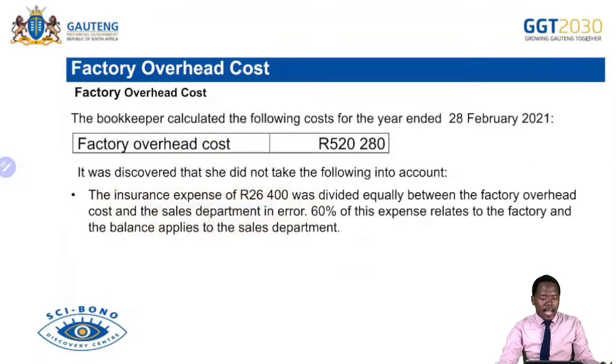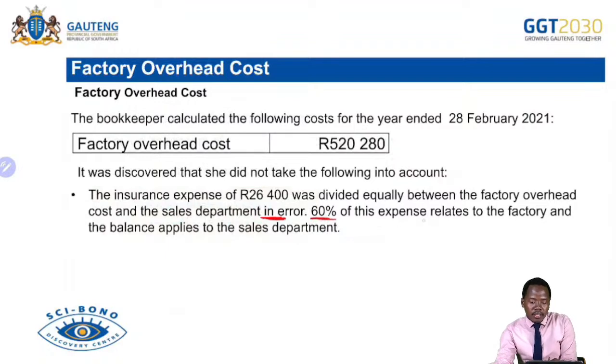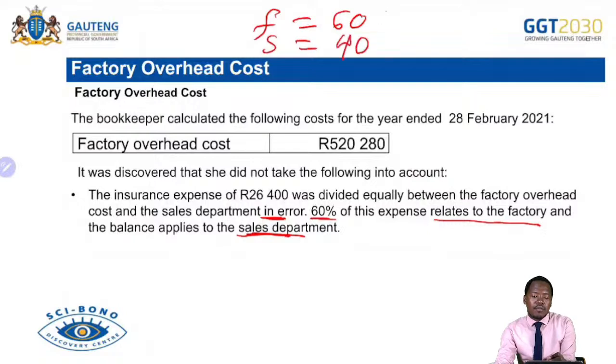Right, grade 12, moving on now. We are looking at the last transaction regarding this for factory. It was discovered also the following. The insurance expense of 26,400 was divided equally between the factory overhead cost and the sales department in error. 60% of this expense relates to factory and the balance relates to sales department. Meaning factory is taking 60%, then the difference that goes to selling should be 40%.